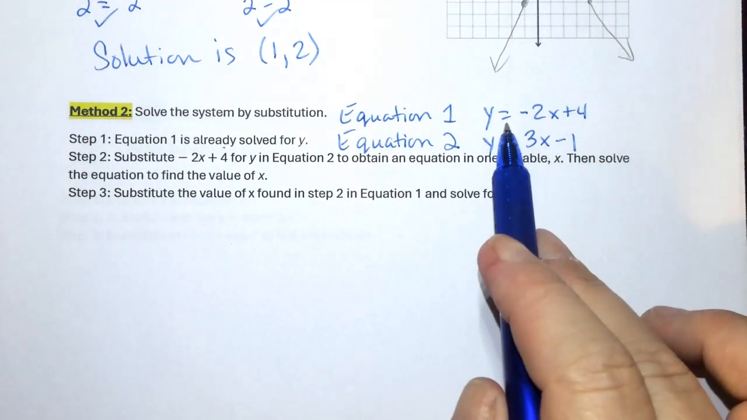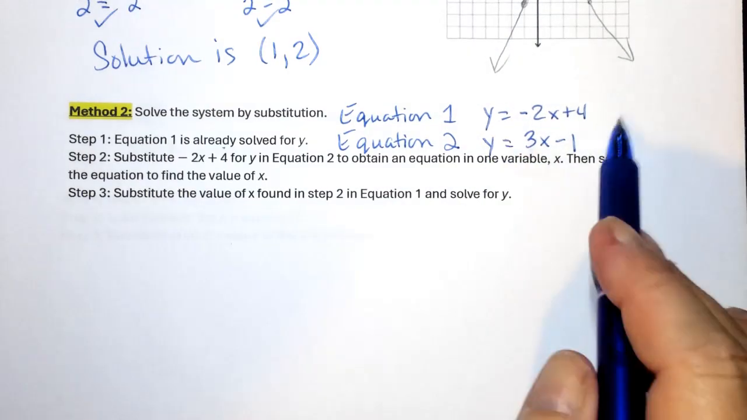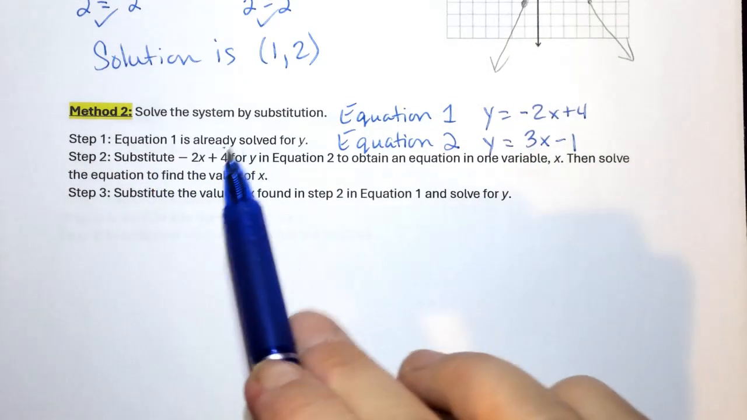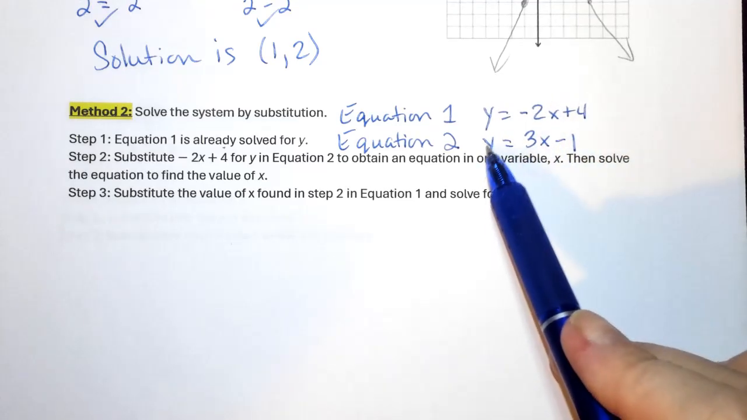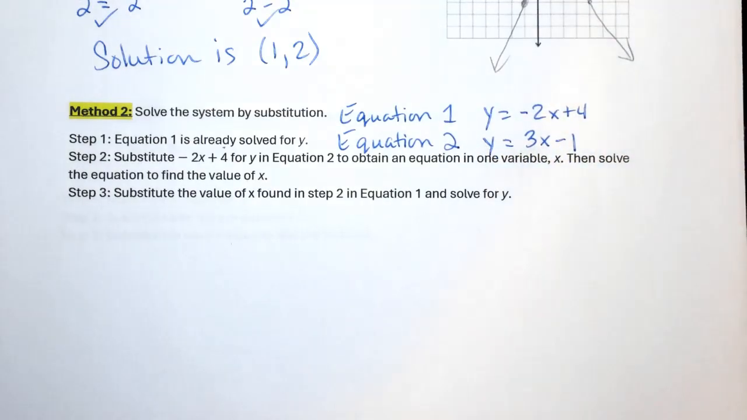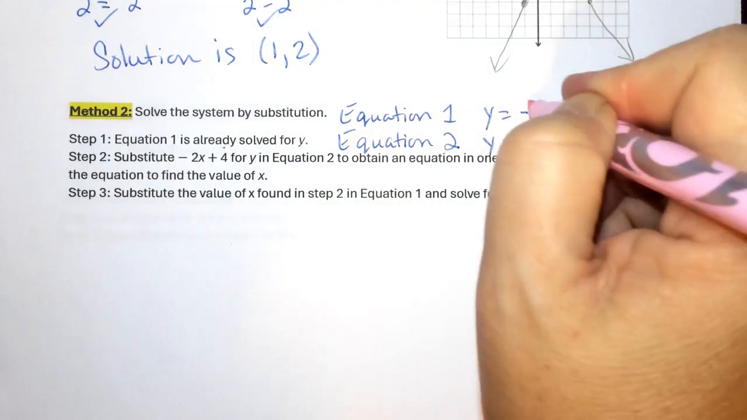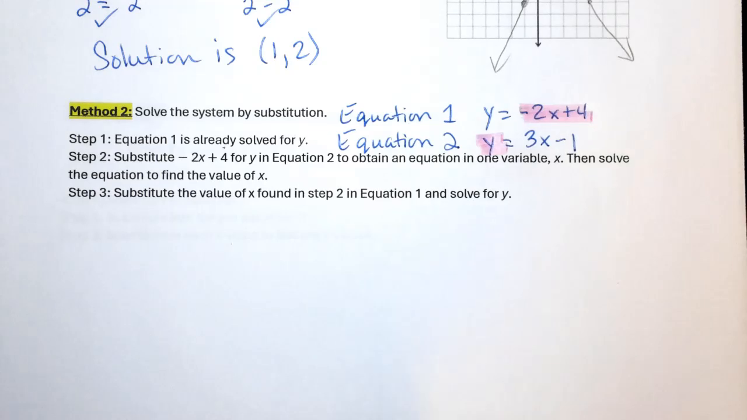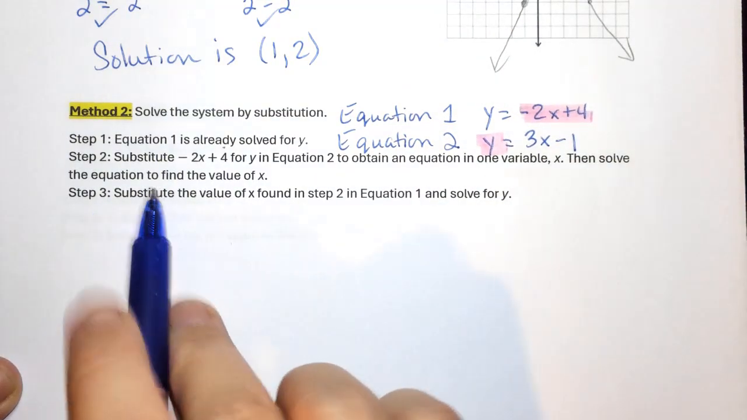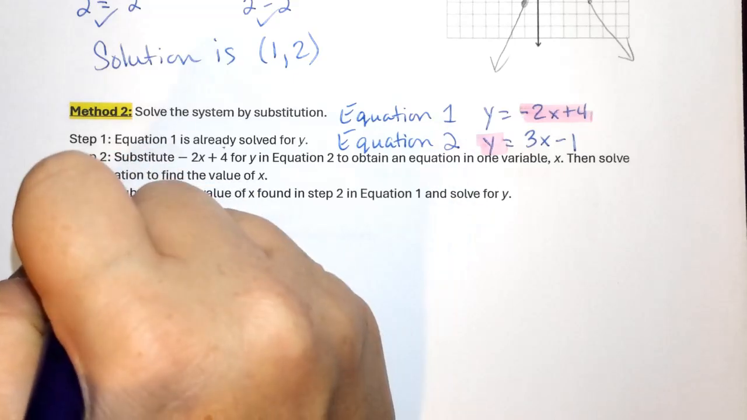Alright, so equation 1 is already solved for y because it says y equals. So we're going to substitute this negative 2x plus 4 into y to solve for x, because we can't solve for two variables at the same time. So we're going to take this part, substitute it into the second equation, and then solve for x.